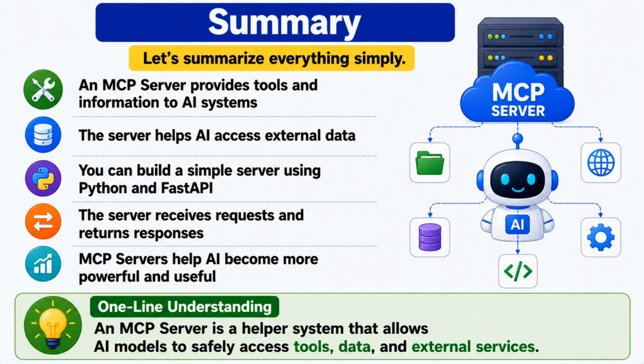Now we will see the summary. An MCP server provides tools and information to AI systems. The MCP server helps AI access external data. You can build a simple server using Python and FastAPI. The server receives the request and returns responses. MCP servers help AI become more powerful and useful.